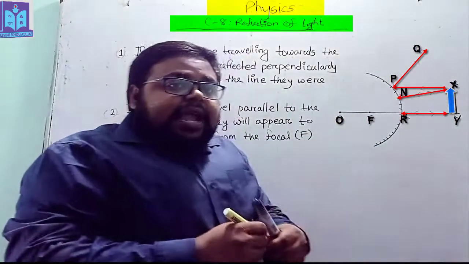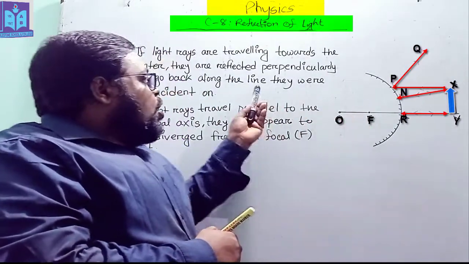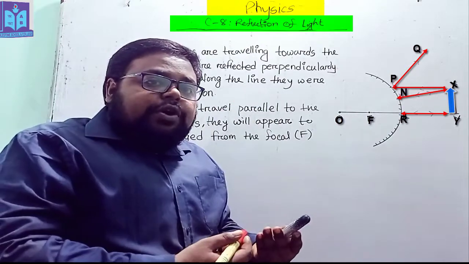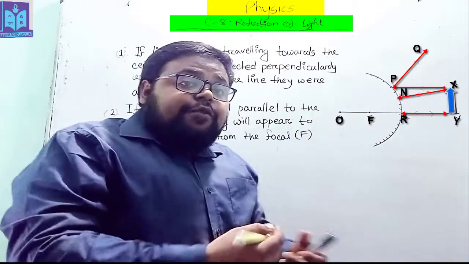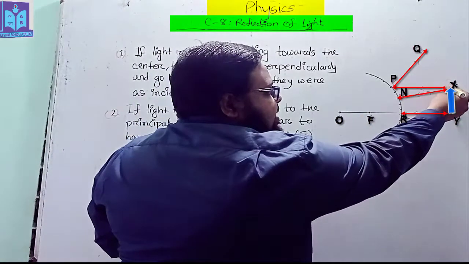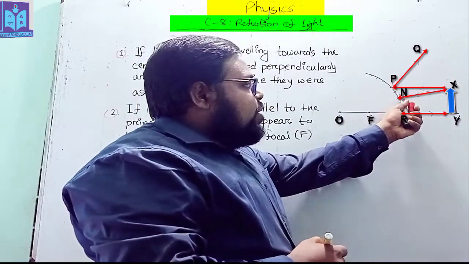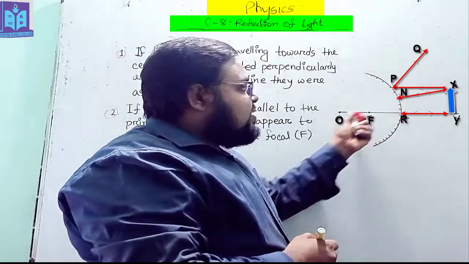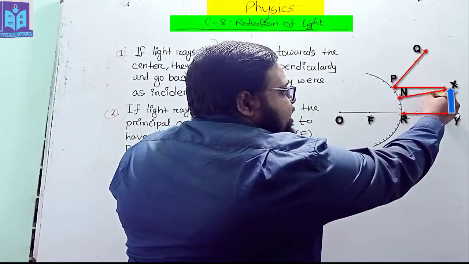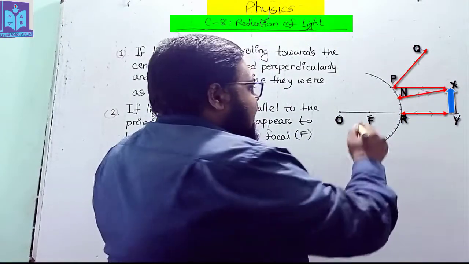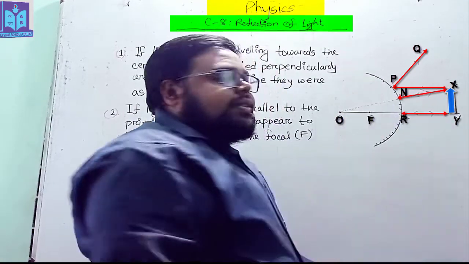Then according to the first law, the reflected ray will go back where it was incident on. That means the reflected ray will go back where it came from. Here you can see that the incident ray XN, when it is incident on the N point towards the center, then the reflected ray will go back in its previous direction. And if we join the NX line, then it looks like that.